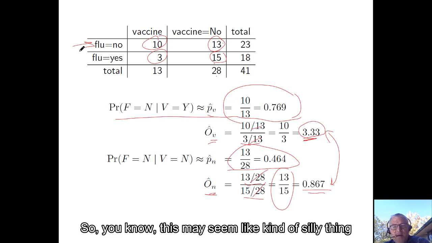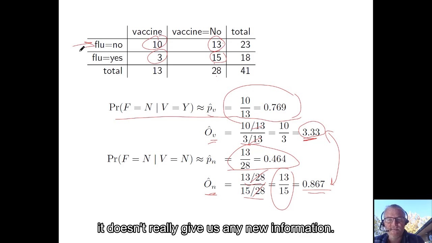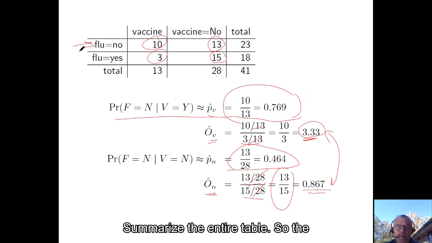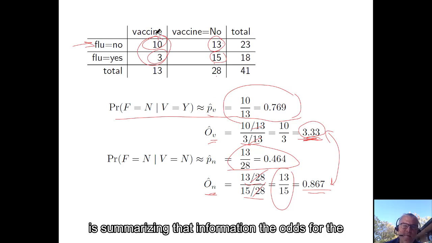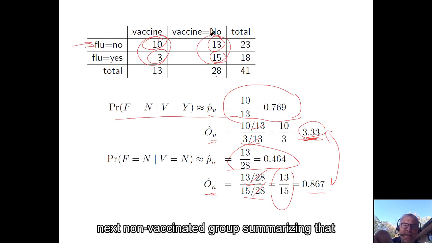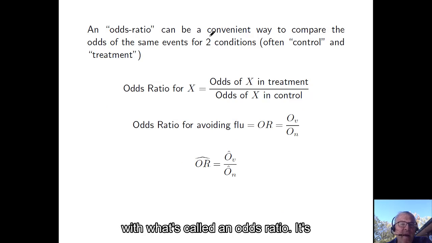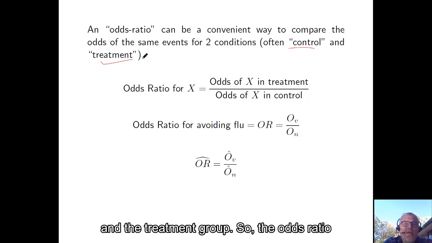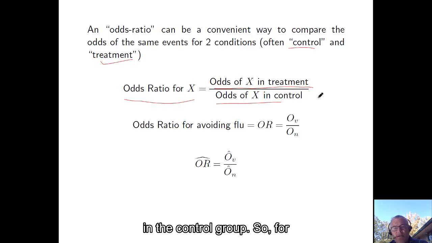So this may seem like a kind of silly thing to do. We've just rescaled probabilities, and it doesn't really give us any new information. Well, it turns out we can summarize the entire table. So the odds for the vaccinated group is summarizing that information. The odds for the non-vaccinated group is summarizing that information. We can summarize the whole raw table with what's called an odds ratio. It's a convenient way to compare the odds of the same events under two different conditions. So those are often the control and the treatment group. So the odds ratio for some event X is the odds of X in the treatment group divided by the odds of X in the control group.